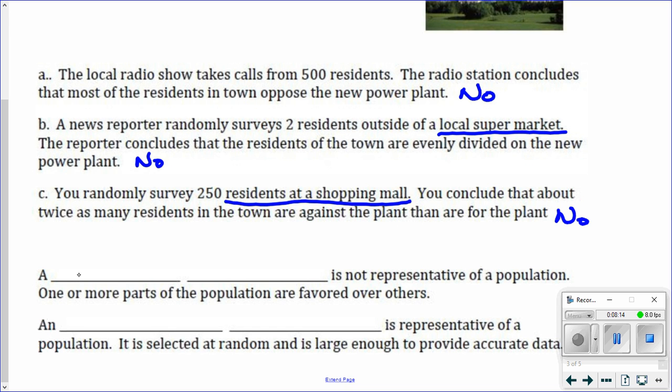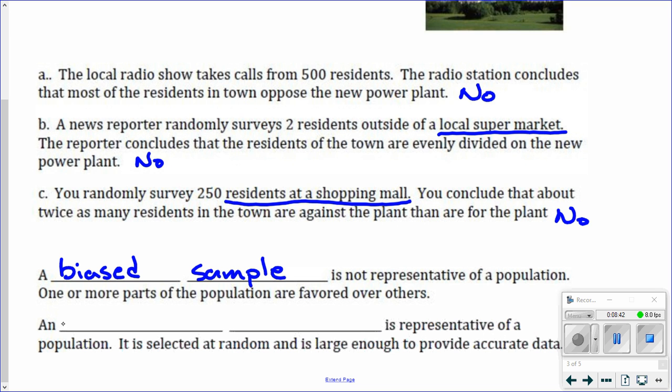So this next piece says a blank blank is not representative of a population. One or more parts of the population are favored over others. Or the other way you could say this is some people were excluded. And so the term for this is a biased sample. So if not everyone has a chance of being selected, then we call that a biased sample.